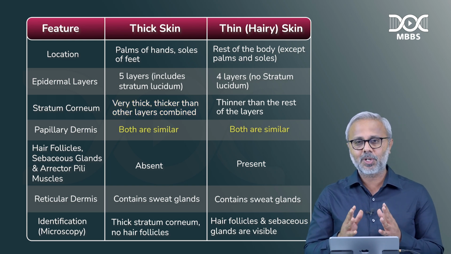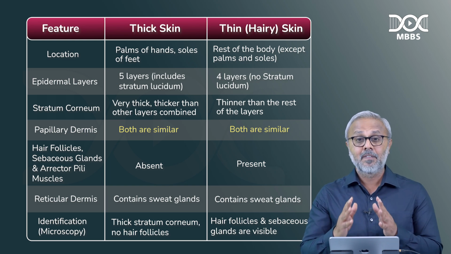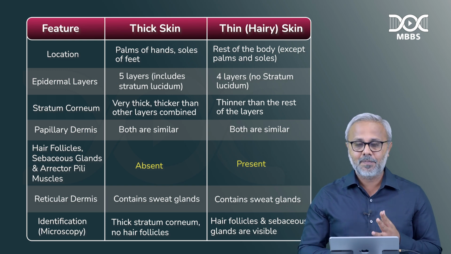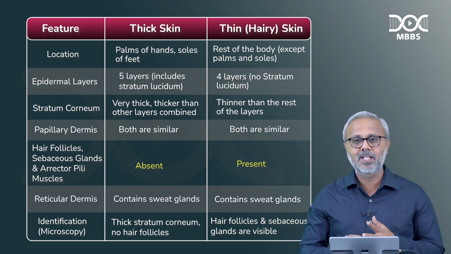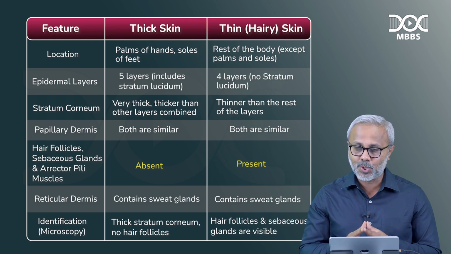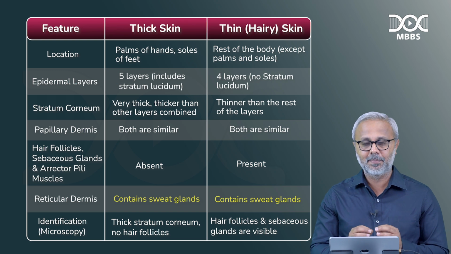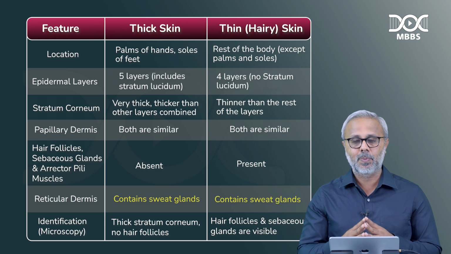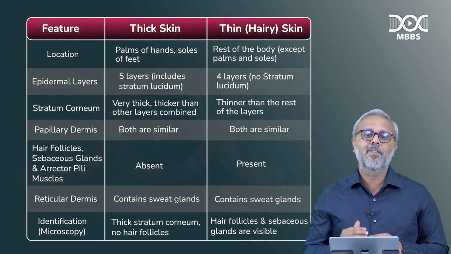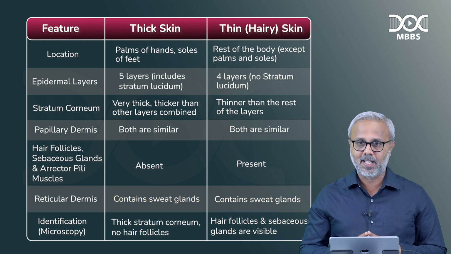The structure of papillary dermis is almost the same in case of thin skin and thick skin. When we come to reticular dermis, in case of thin skin, we have hair follicles, erector pili muscle and sebaceous glands, which are characteristically absent in case of thick skin. The only similarity in the reticular dermis is the presence of sweat glands in both types of skin. This is how we must identify the differences between the 2 types of skin.